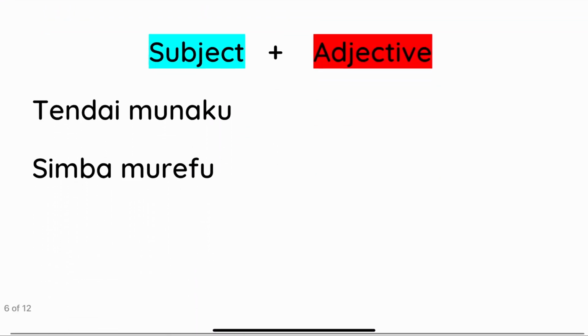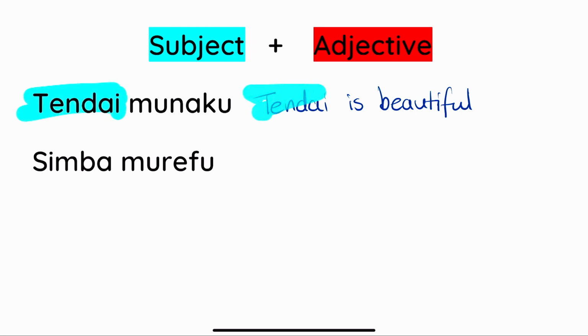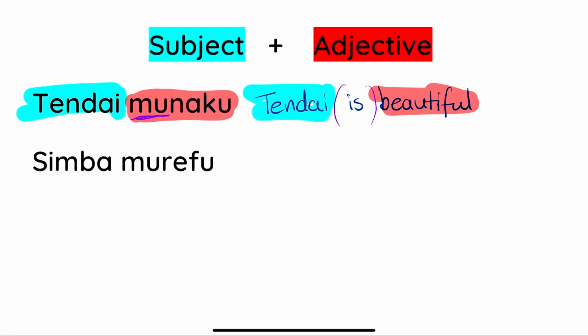The next set is subject and adjective sentences. Here we will translate the other way around, from Shona to English. Tendai munaku means Tendai is beautiful. So here you'll be saying where's the is in the sentence. Let's just mark it out. So our subject is Tendai and our adjective is beautiful. So munaku. The word munaku already kind of implies is inside because of the prefix it has. So we don't actually need to mark out the word is. So Tendai beautiful, basically. Tendai munaku.